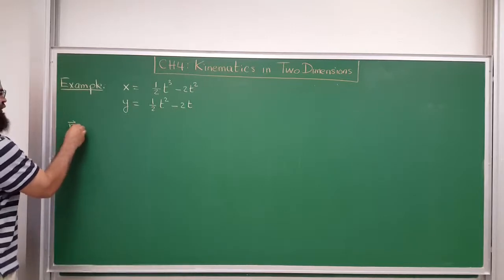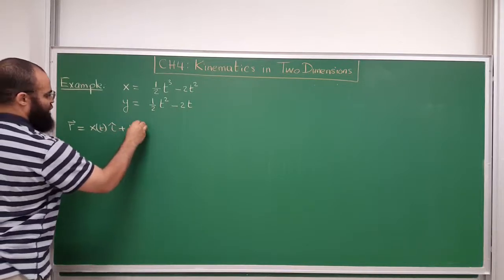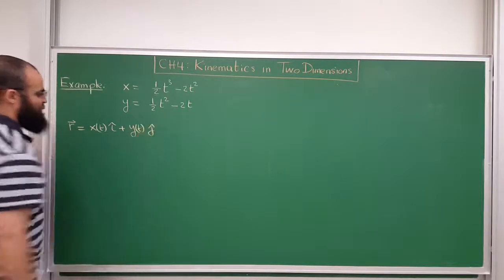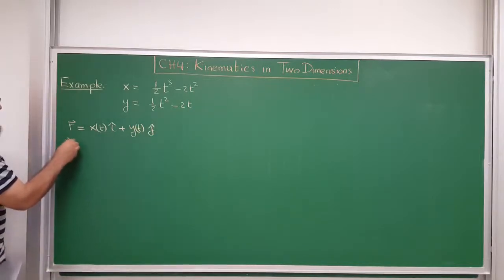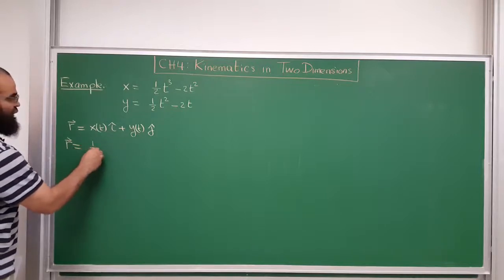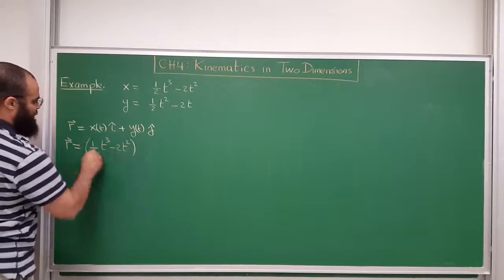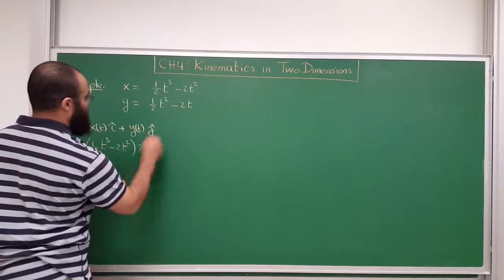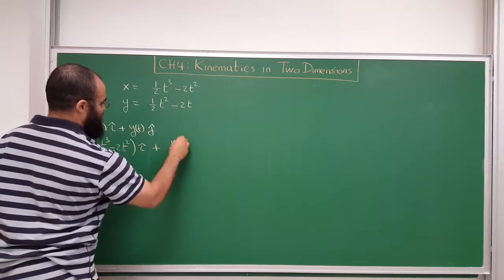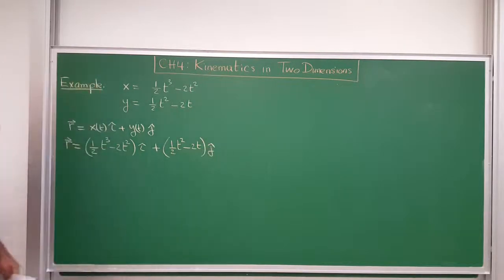The position vector, as we know, is x as a function of time, i hat, plus y as a function of time, j hat. That's the position. And let's just write it explicitly. So r will equal 1/2 t cubed minus 2t squared, i hat, plus y of t, which is 1/2 t squared minus 2t, j hat. All right. We haven't even read the problem yet, what they want.